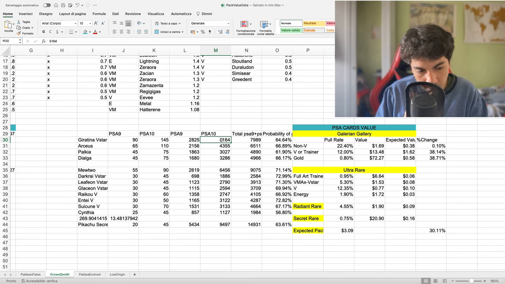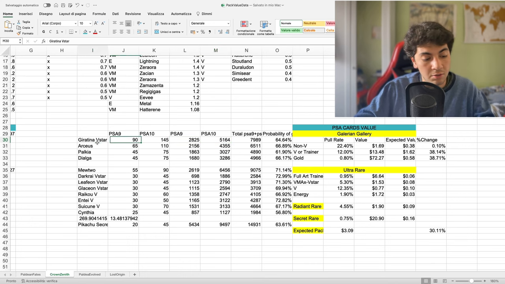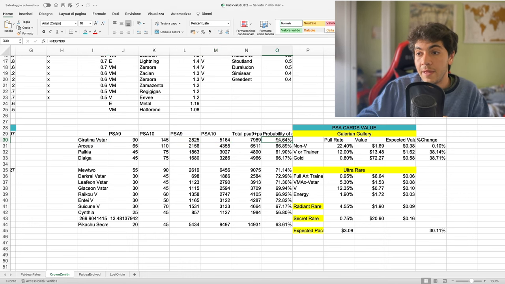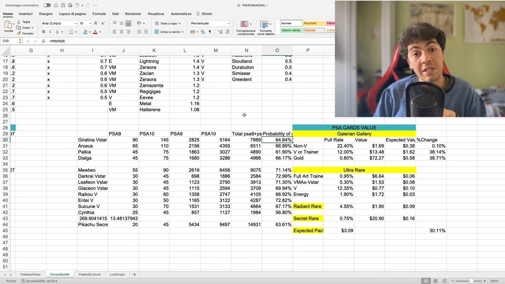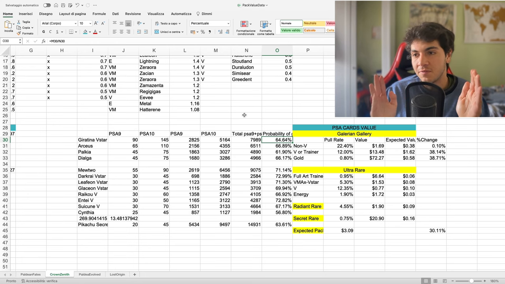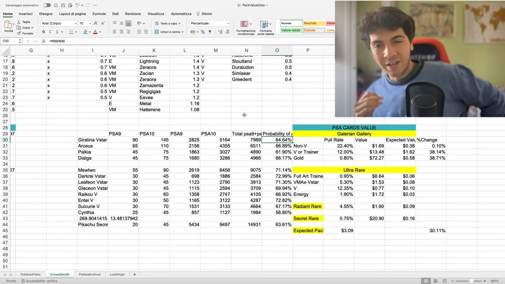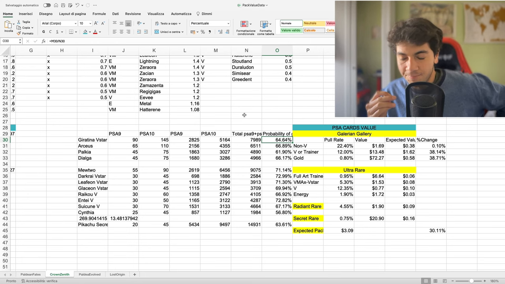And this is very important, because one thing that I hear a lot on YouTube from different people is they look at PSA pop reports. Let's take the Tina to give you an example. They look at this as the probability of getting a 10, and that's 64%. So they say, guys, 64% of the time you're going to get a 10 on a Tina. So if you buy 10 Tinas, six of them are going to get a 10.